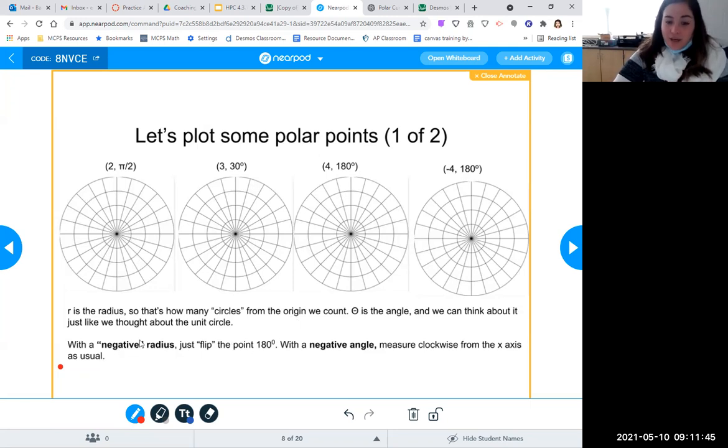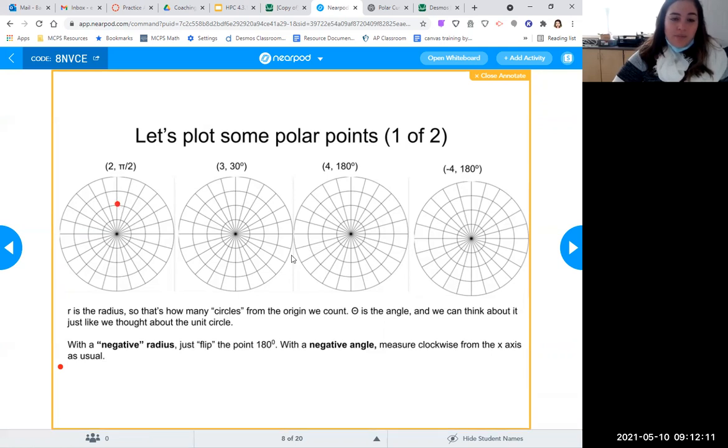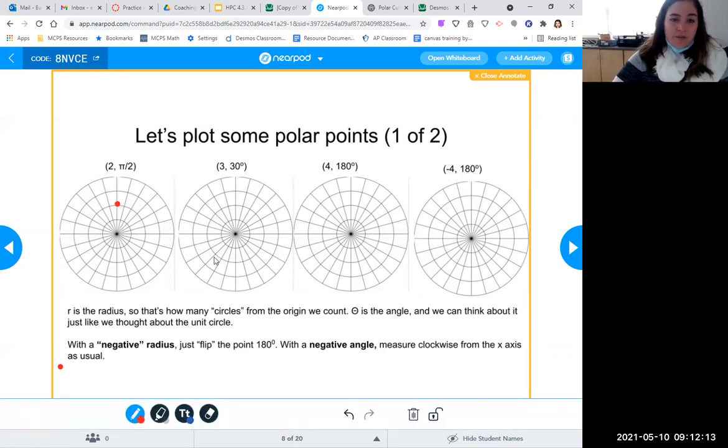If you get a negative radius, you just flip the point 180 degrees, and with negative angles, you remember, you measure them clockwise from the x-axis. Okay, so let's get started with 2 and pi over 2. So R is 2, so out from the origin, we go 1, 2. And then pi over 2 is 90 degrees, or the top of the circle. So we go out 1, 2, and then we plot our point right here. Right, so this is pi over 2.